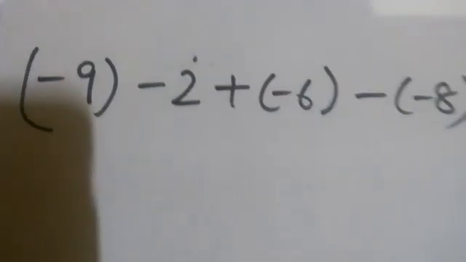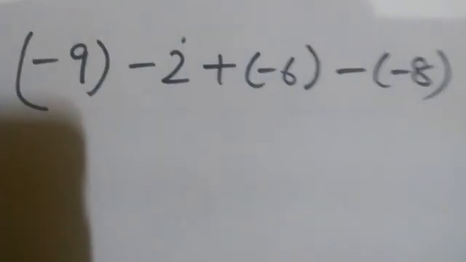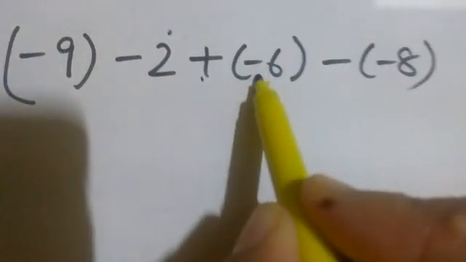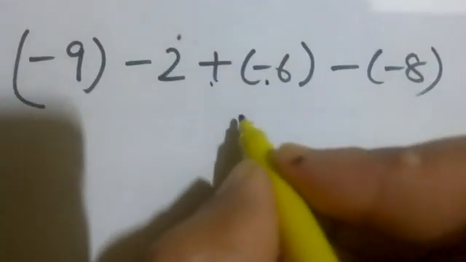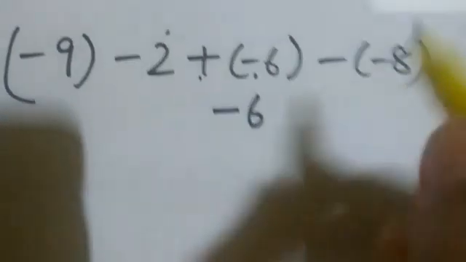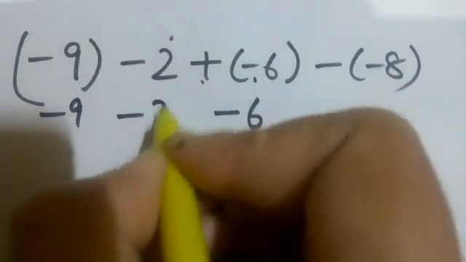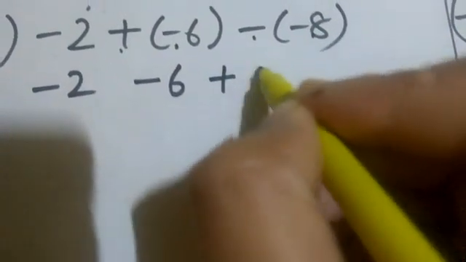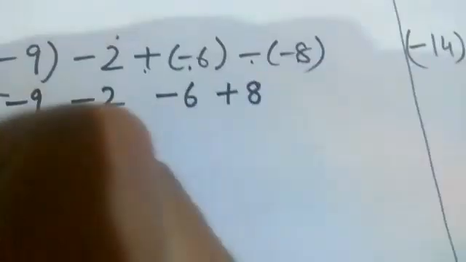Now see one more question. Here I have written this question. This is a simple question. Now see, here plus minus is written, and we know that plus minus is actually minus. So that means here minus 6. Everything else you have to write the same. Here minus plus, that means here you have to write plus, and here you have to write 8.